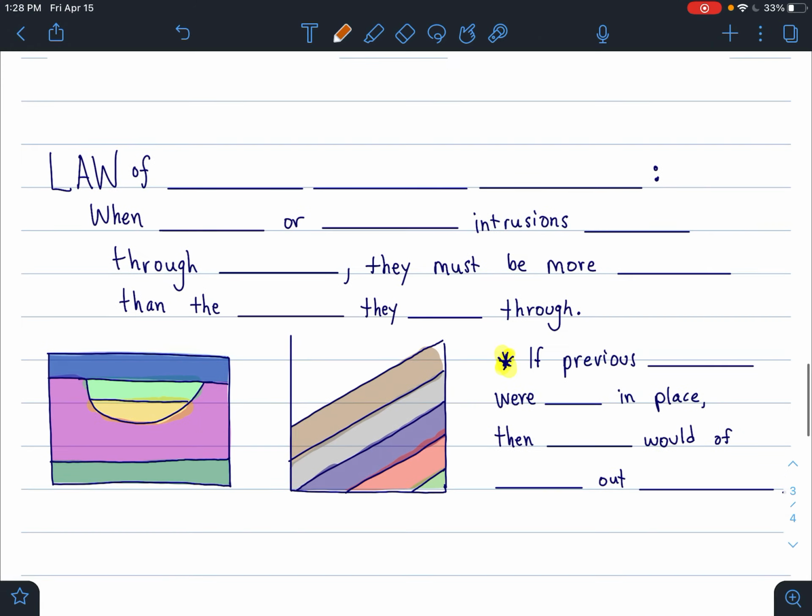So let's look at the law of cross-cutting relationships. And again, it sounds complex, but let's break it down and it'll make sense why we call it cross-cutting relationships. So when magma or volcanic intrusions, because a volcano is basically just magma coming up through the asthenosphere and through the Earth's crust, the lithosphere, to form a volcano. So it comes from the bottom up to the surface of the Earth.